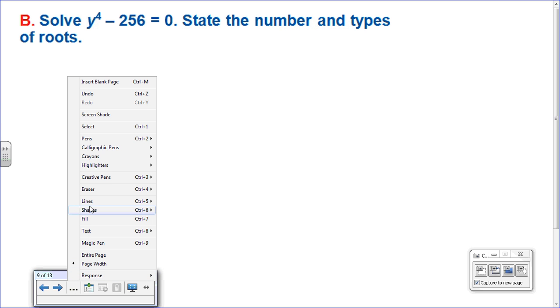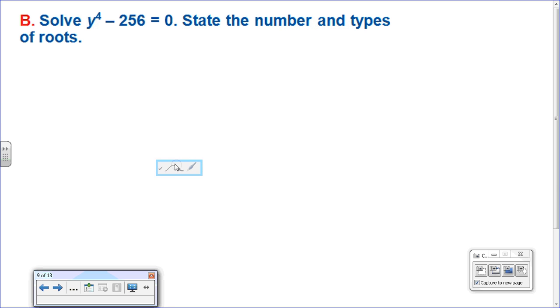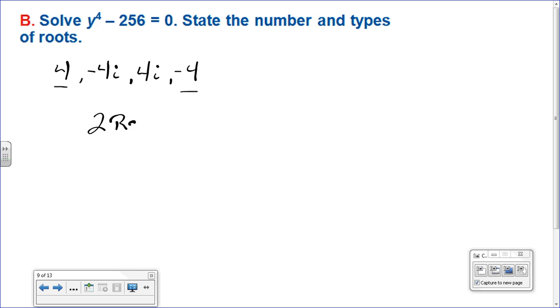So here are our roots: 4, -4i, 4i, and -4. Notice there are two real roots and two imaginary roots. Okay, simple enough.